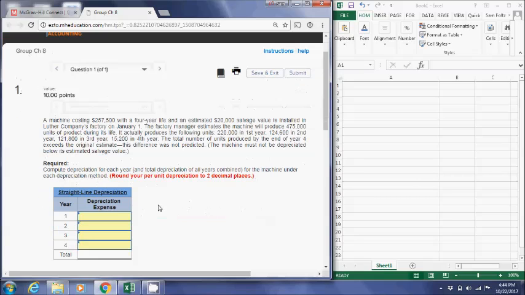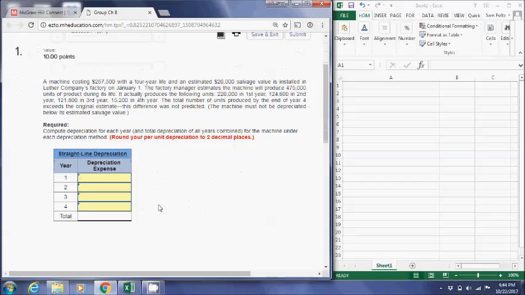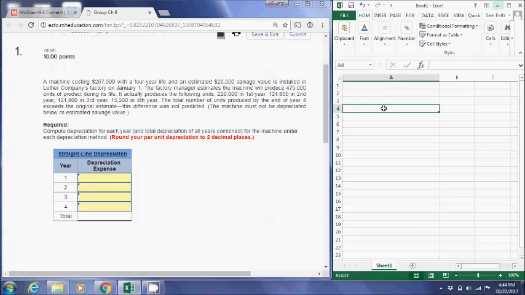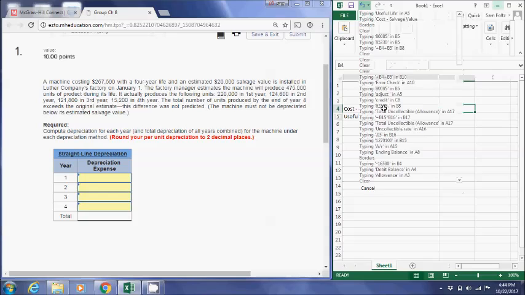The first one that they're asking us to complete is to compute the depreciation for all years under the straight line method. So here you'll see in our chart, they're asking how much is the expense each year for years 1 through 4 using straight line. So as you may recall, we always are going to take the cost minus the salvage value and then divided by the useful life.